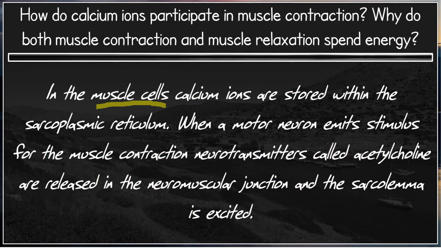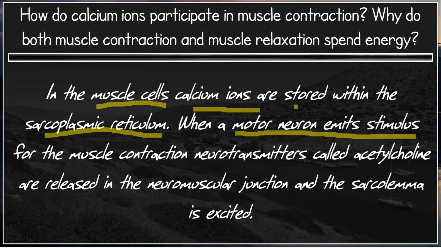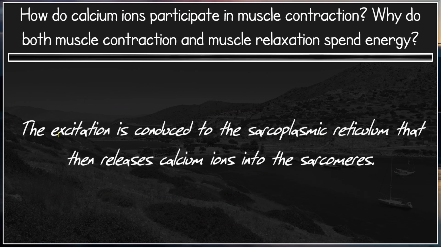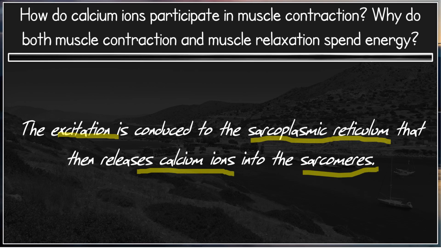In the muscle cell, calcium ions are stored within the sarcoplasmic reticulum. When the motor neuron emits a stimulus for muscle contraction, the neurotransmitter acetylcholine is released in the neuromuscular junction, and the sarcolemma is excited. The excitation is conducted to the sarcoplasmic reticulum, which then releases calcium ions in the sarcomeres.